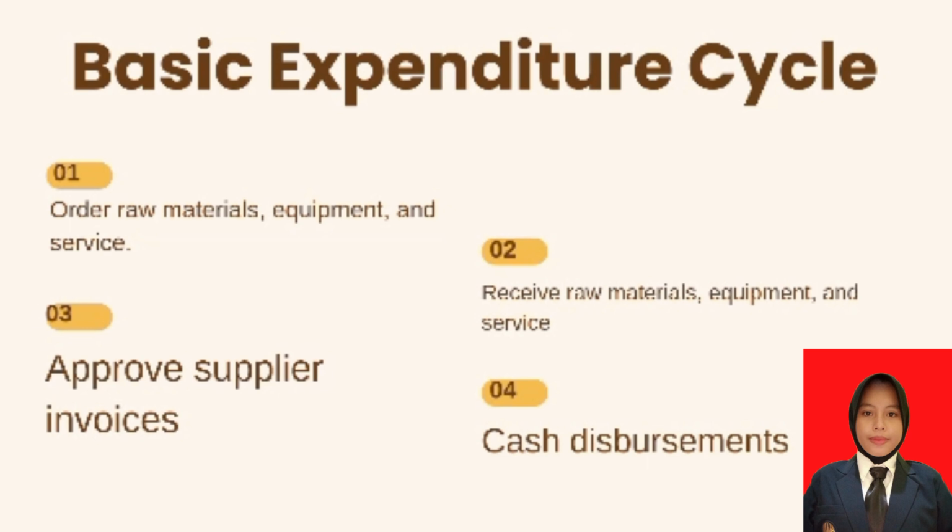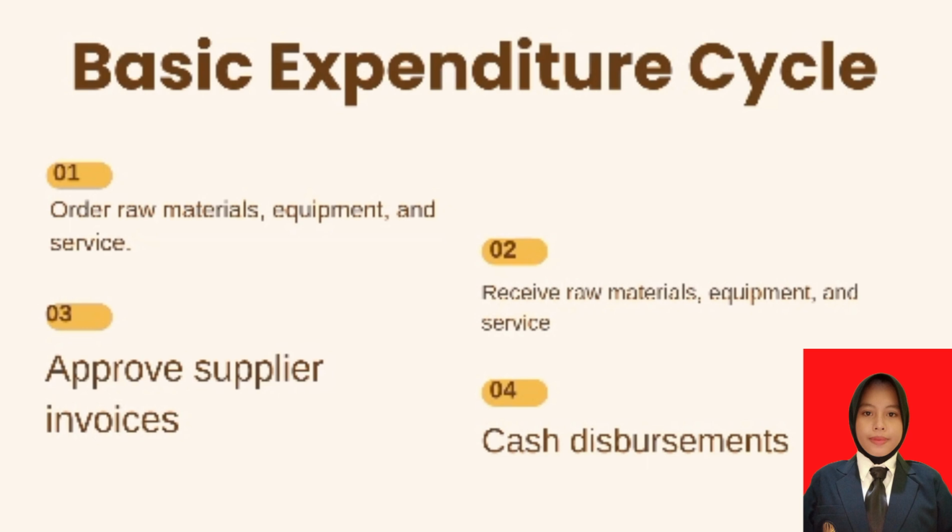Third is approving the supplier invoice. This process ensures that the company only pays invoices that are valid and correspond to the goods or services that have been received. The main goal of invoice approval is to avoid payment errors, ensure transaction accuracy, and keep cash flow efficient. Fourth is cash disbursements.